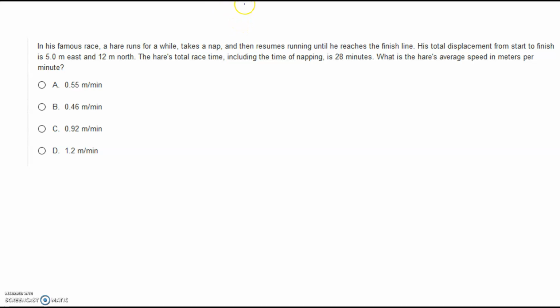In his famous race, a hare runs for a while, takes a nap, and then resumes running until he reaches the finish line. His total displacement from start to finish is 5 meters east and 12 meters north. The hare's total race time, including the time of napping, is 28 minutes. What's his average speed in meters per minute?